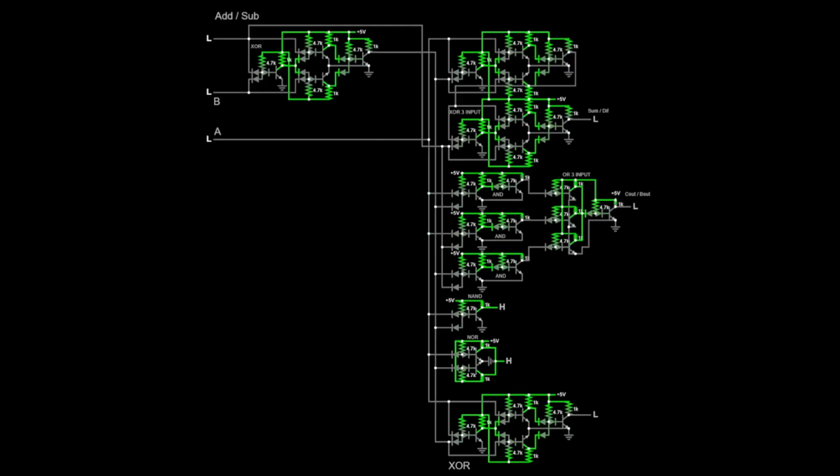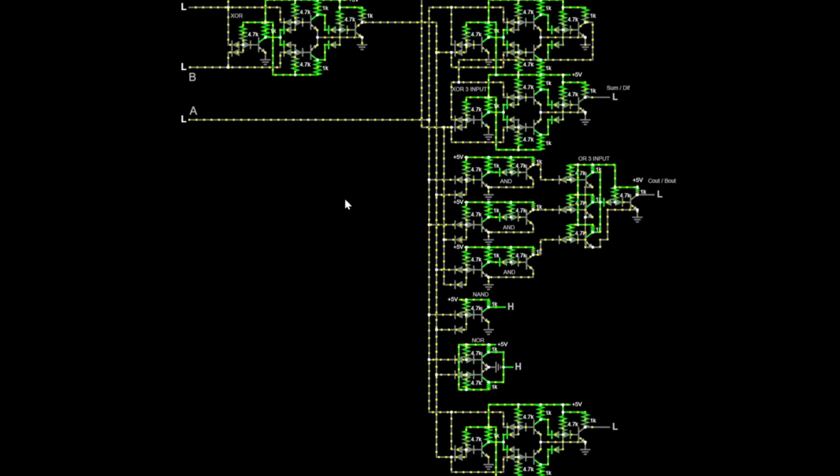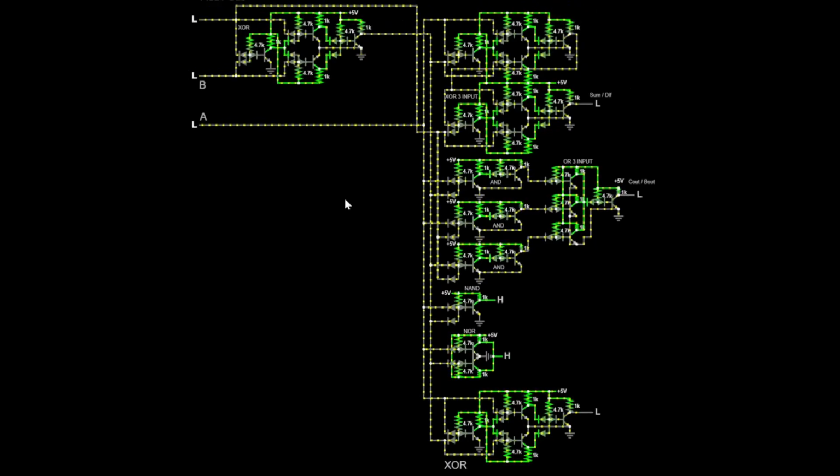So if we run the circuit, we have our A and B inputs, and then we have our add, subtract selection, right? I don't know if I made this one wrong. I don't remember. I made 2 versions of this. One was wrong. I accidentally wired it incorrectly. I think this is the one that works.